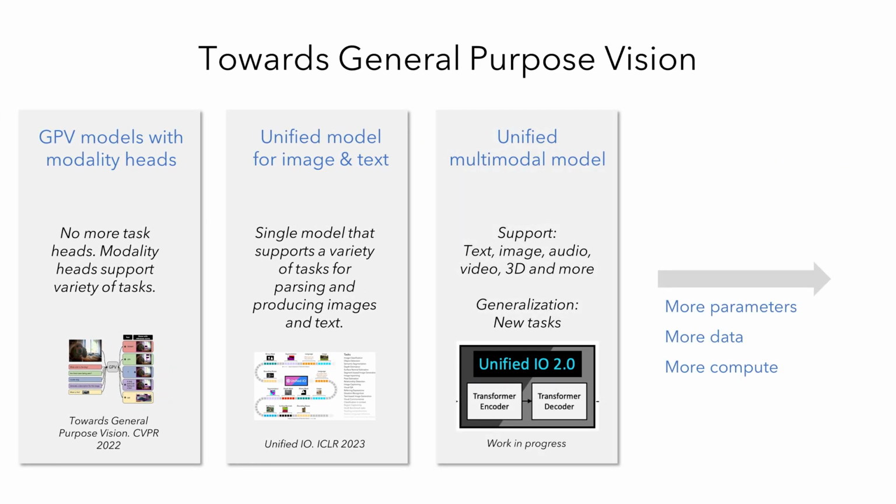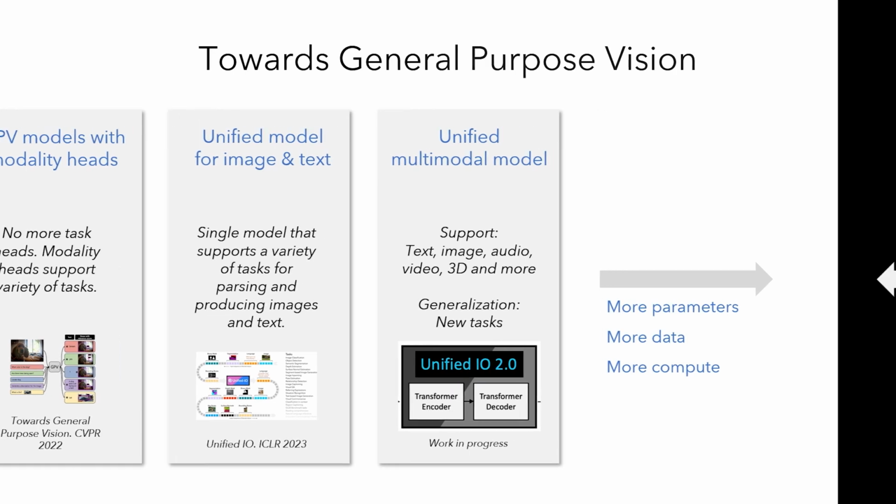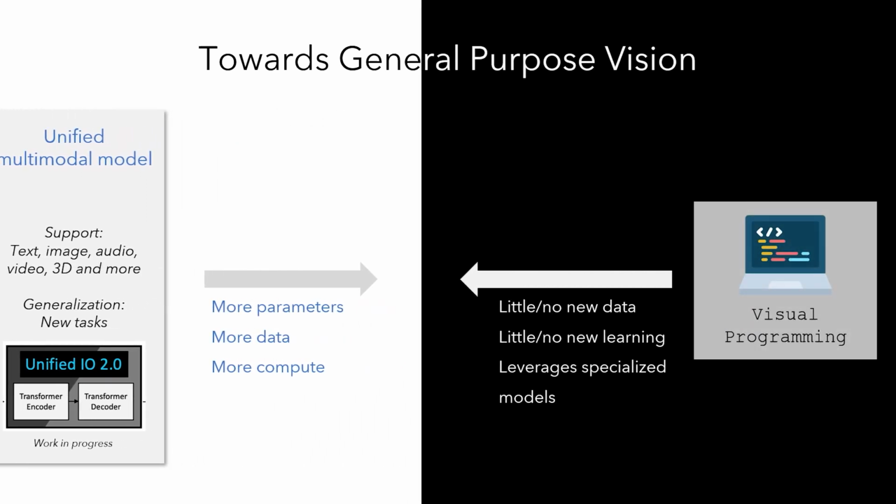But as you've noticed, as these systems develop, you tend to be adding more parameters, more data, more compute, and as Tom said, it can cost tens of millions or even hundreds of millions of dollars to train these systems. So is there another way? One other way is through visual programming, which is related to something that Tom also mentioned in his first talk. And this is work by my former student, Tanmay Gupta, where you need little or no new data, little or no learning, and you're leveraging specialized models.